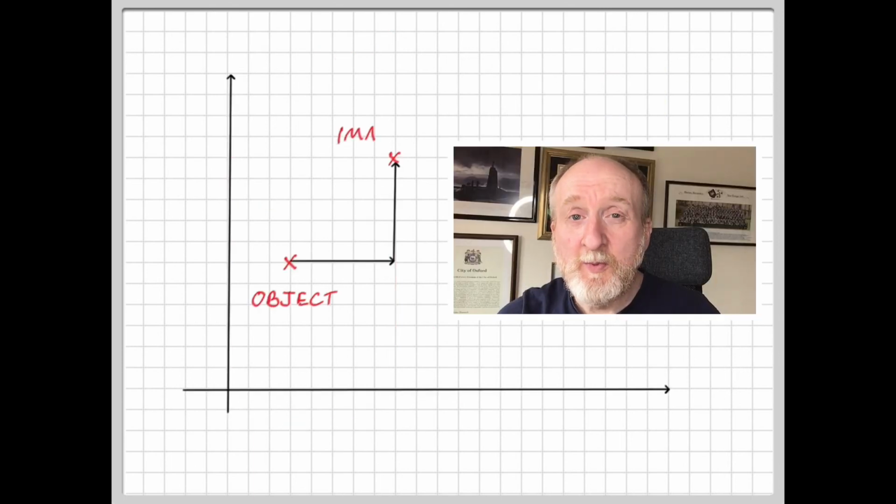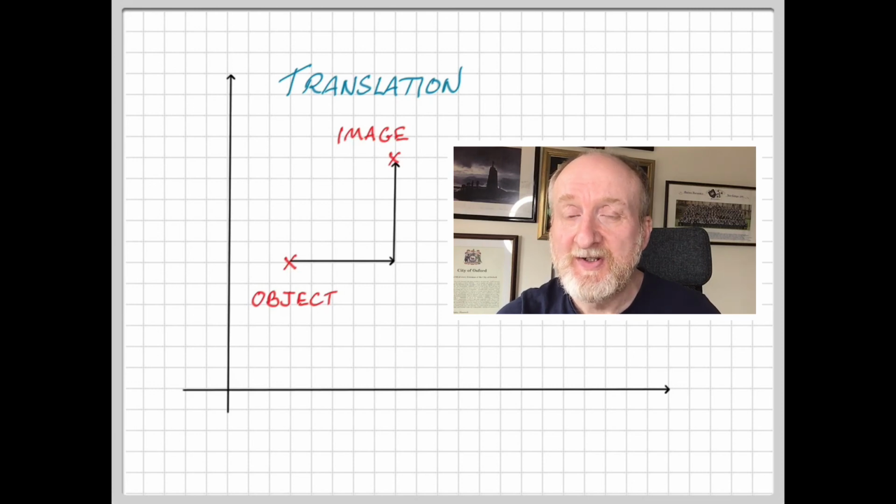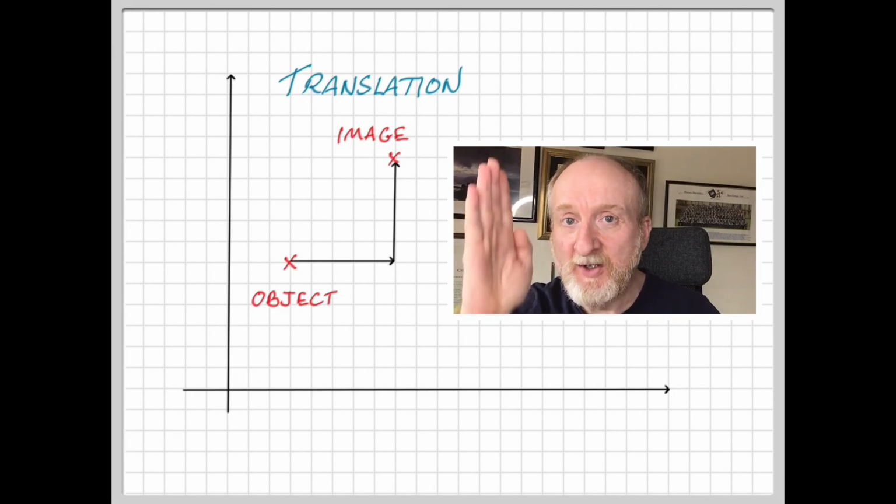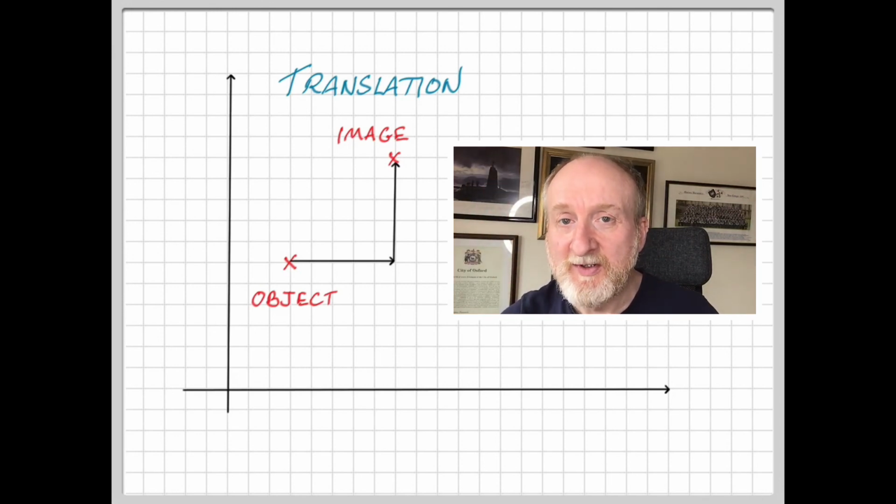So just remember, we've learned 3 things today. The first one is that the first position is the object, and then it moves to the image, and all of this is called translation, and we always move left and right first, and then up and down to get to our final image position.